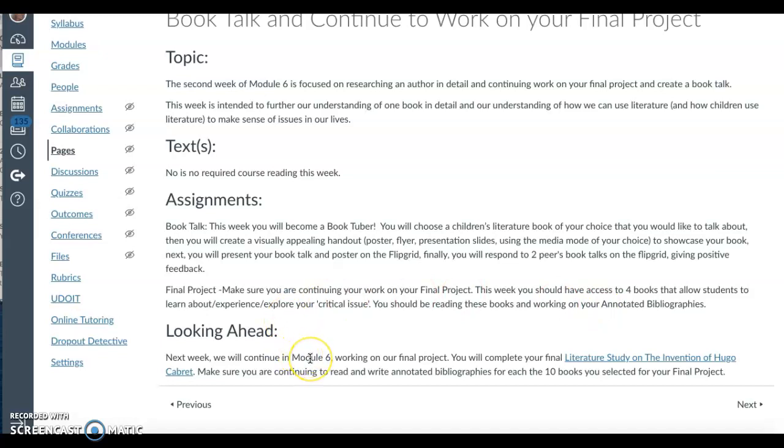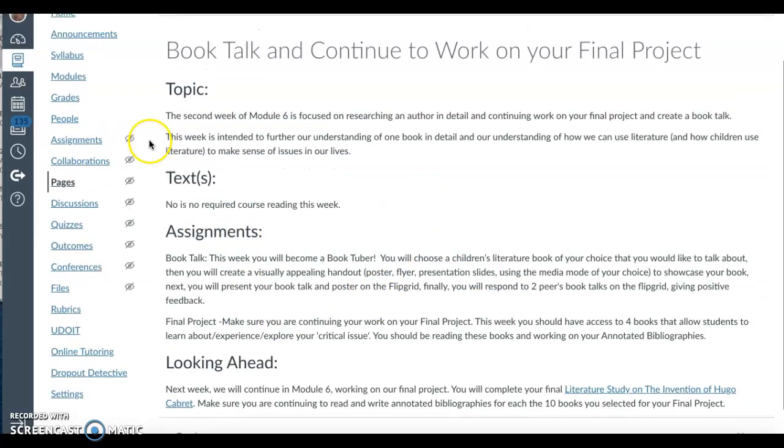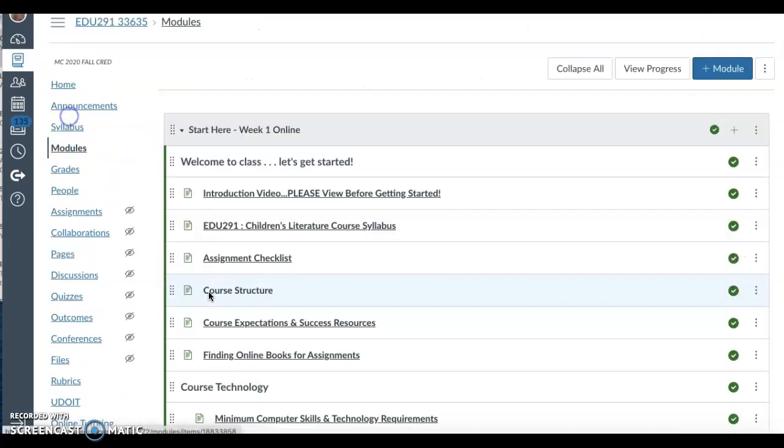And then to look ahead, just as a reminder, Hugo Cabret is due at the very end of Module 6, so you will want to be finishing up your last bit of reading of Hugo Cabret. And as a reminder, that book is not one that is provided in a PDF in this course. You will need to have your hands on a copy of the book, as I don't believe there is a digital copy available. Okay, let's take a look at what our book talk is.